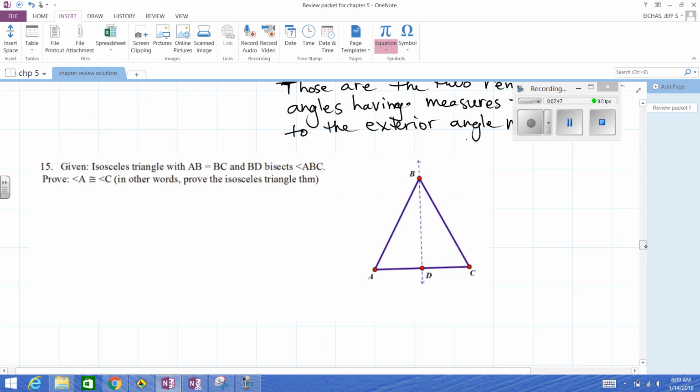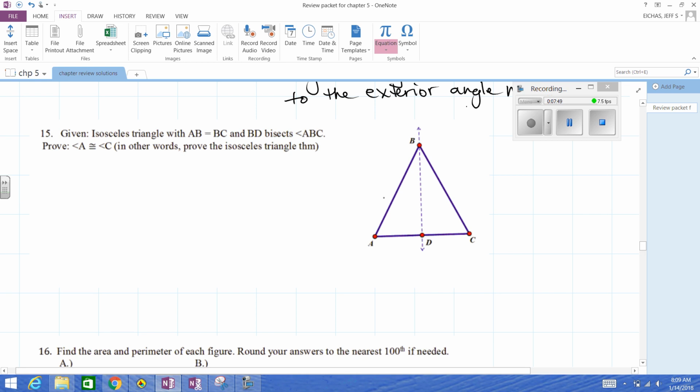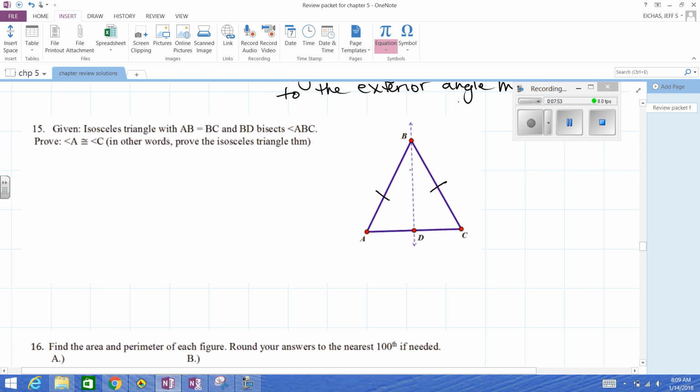All right, so we're given that it's isosceles with AB the same as BC. BD bisects that angle ABC, right, follow the path, and I've got to prove these two are the same. So I'm going to probably go with the triangles congruent by side angle side, it looks like. All right, so I'll need a little bit more room, and that's my plan.